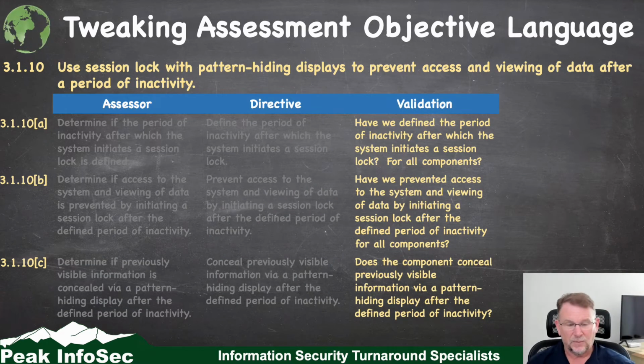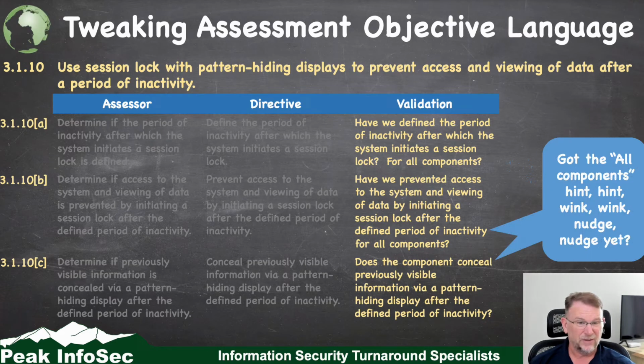Now, the next one we look at is actually validation. So you've said, this is what we need to do. Now the question is, are we doing it? Have we defined that period of inactivity? Have we done it for all components? Have we prevented the systems from doing it for all components? And does the component actually conceal the information? So, hint, hint, wink, wink, nudge, nudge, all components.